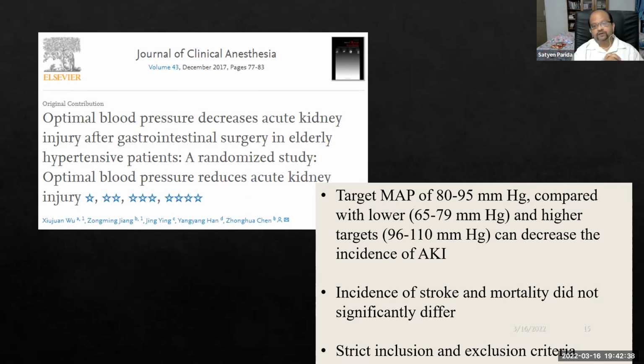And what the authors demonstrated was that having the target blood pressure at the 80 to 95 millimeter mercury range seemed to work wonders for the incidence of AKI, which was much lower as compared to the higher as well as the lower targets of mean arterial pressure. The incidence of stroke and mortality did not significantly differ between all 3 groups. And although these results are quite impressive, one cannot help comment that the inclusion and exclusion criteria for this RCT were quite strict, and therefore the generalizability of the results of this RCT for other population subsets may be quite limited.